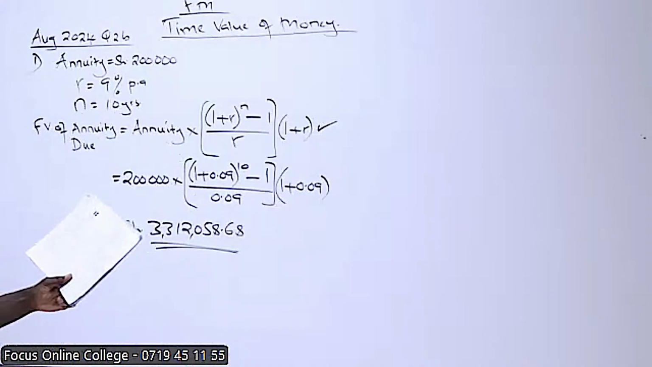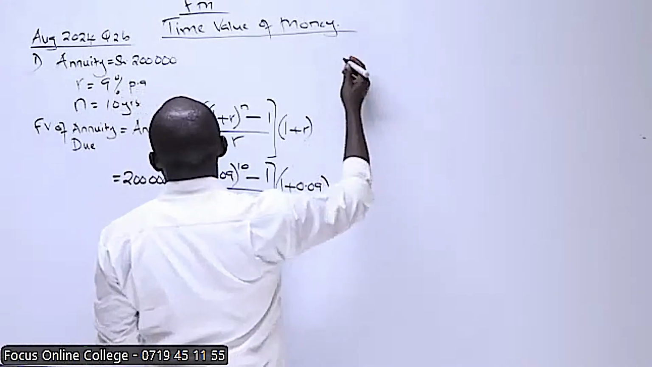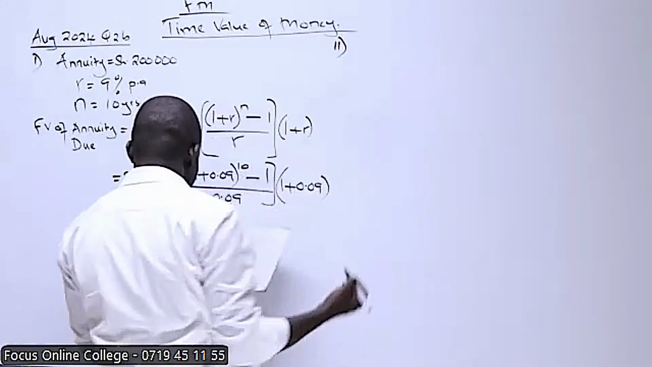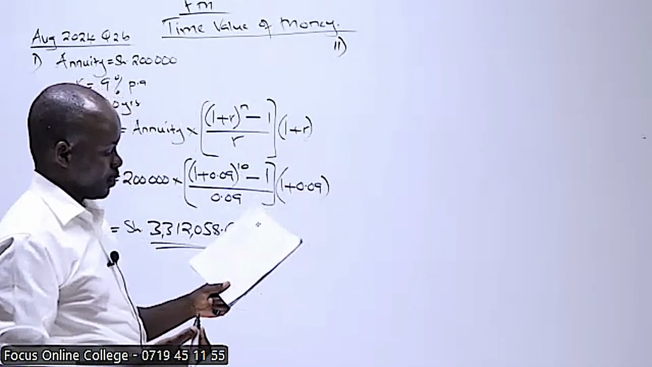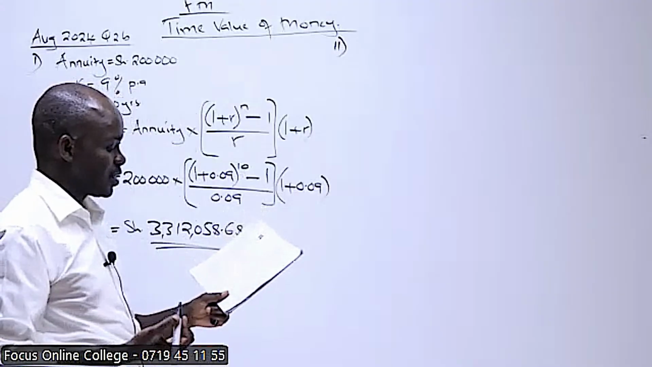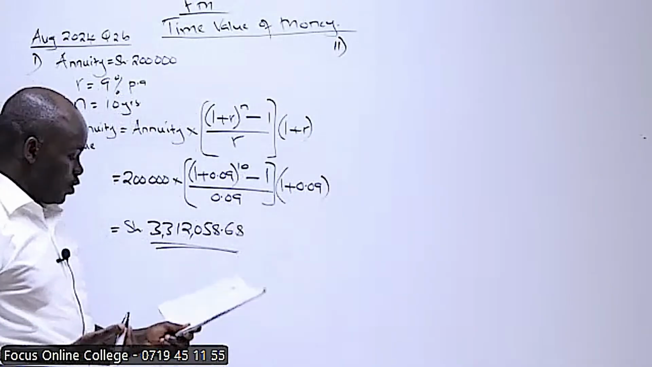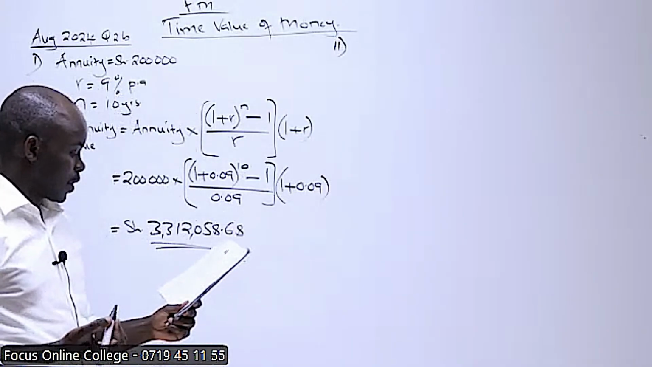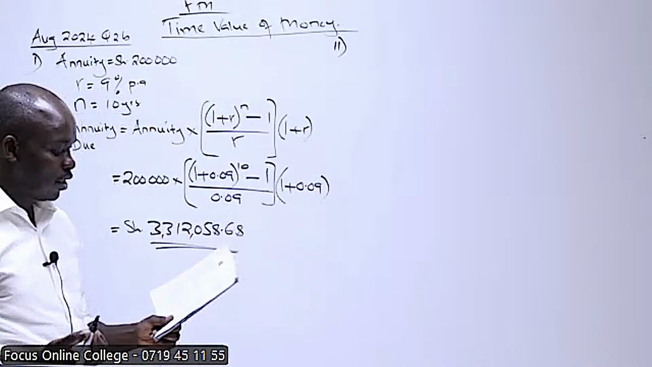Then next, not part B, but part 2. Determine the present value of shillings 1.2 million annuity payable for 20 years at an interest rate of 8% per annum. So again, this is still an annuity, and they're saying it is 1.2 million that is payable annually for a period of 20 years.